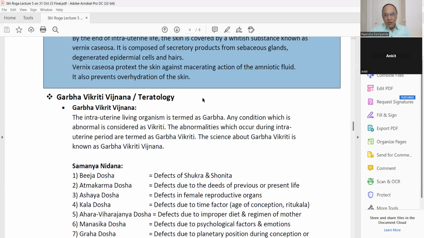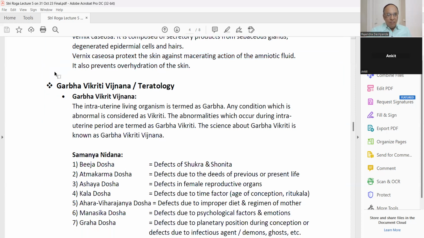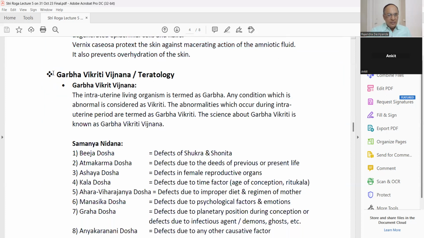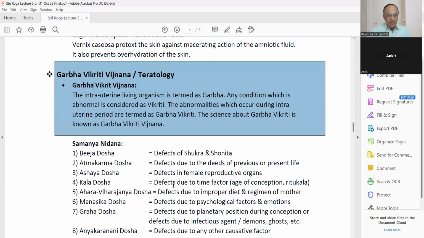Now the last topic of today is Garbha Vikriti Vijnana. First, slowly, we will go for the last 5-10 minutes. Okay, just bear with me. Garbha, fetus, baby. Vikriti, abnormal. Vijnana, science. Logy is a science.